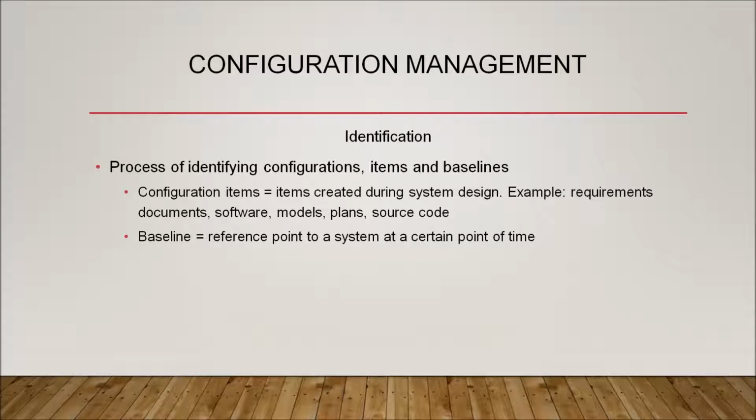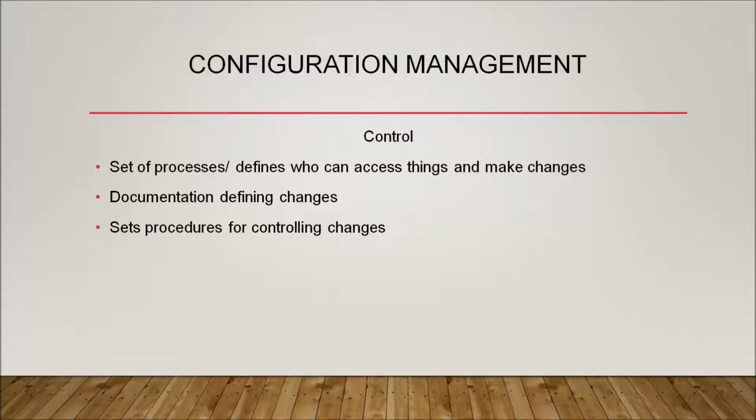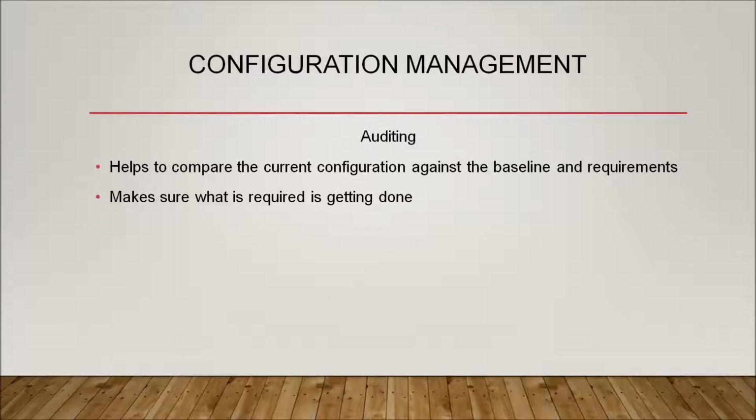Control. So configuration control, it's a set of processes, and it defines who can access things and make changes. It helps you provide documentation defining what those changes are going to be, and it helps set procedures for controlling those changes. Auditing. Now, configuration auditing helps you compare your current configuration against the baseline and the requirements that you gathered earlier. Auditing helps you make sure what is required is getting done.